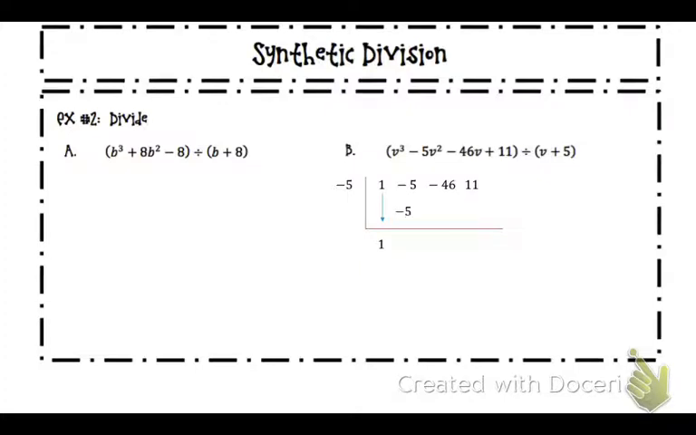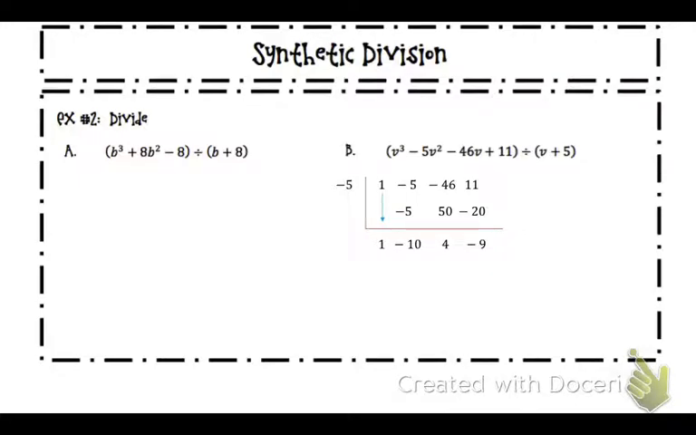So 1 times negative 5 is negative 5. You add those. Negative 5 plus negative 5 is negative 10. Multiply. Negative 10 times negative 5 is 50. You add those. You get 4. 4 times negative 5 is negative 20. 11 minus 20 is negative 9.